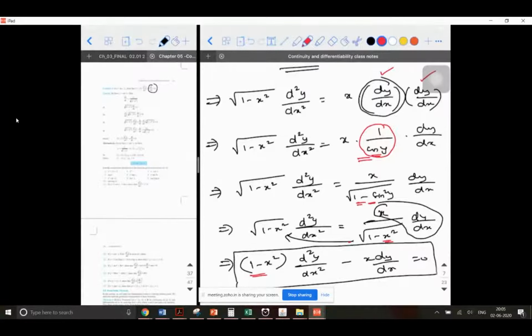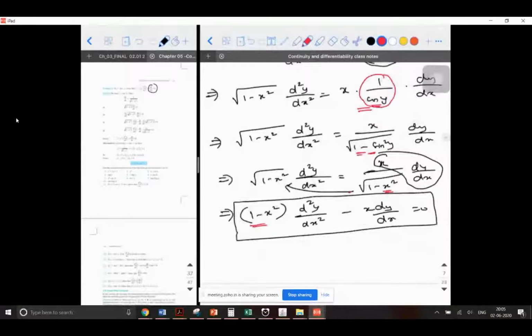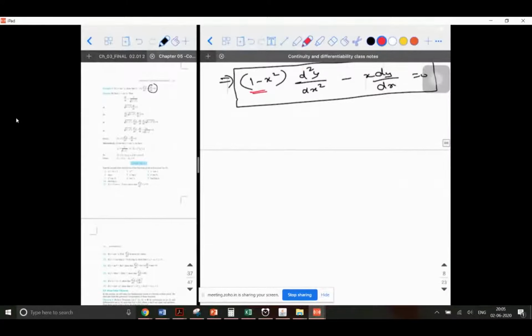Or else what you can do, I'll just give you the ideas, you can make an attempt and try to find out. Suppose you have this method. So y is equal to sin inverse x. Now do the direct differentiation. Dy by dx will be equal to 1 divided by root of 1 minus x square. Then d square y by dx square will be equal to, start differentiating this part.